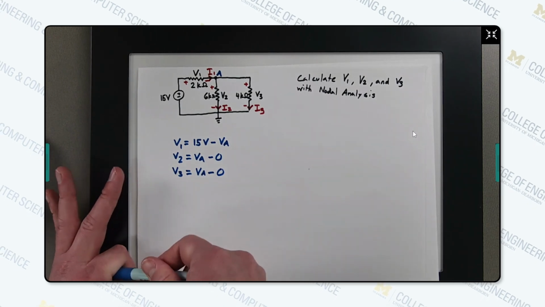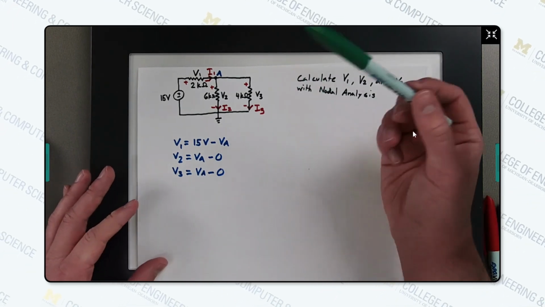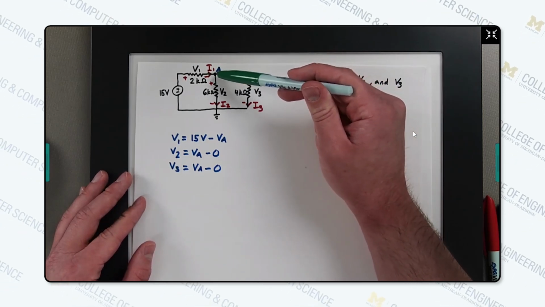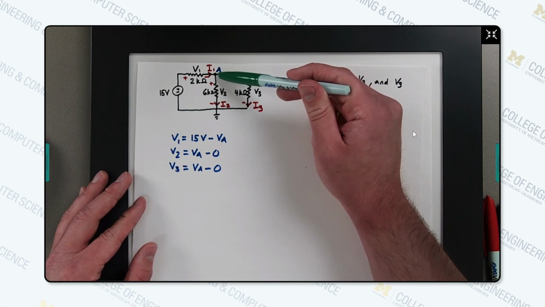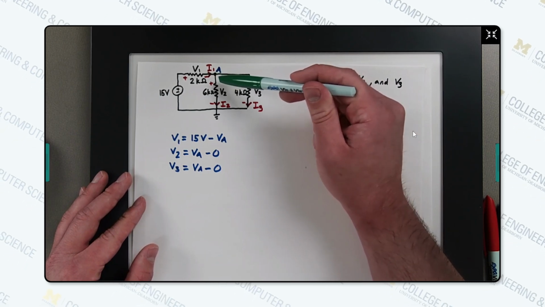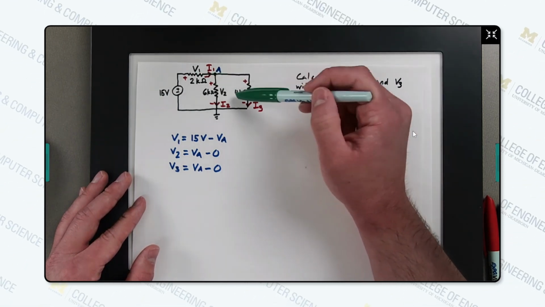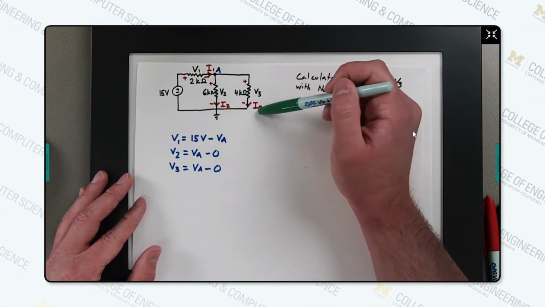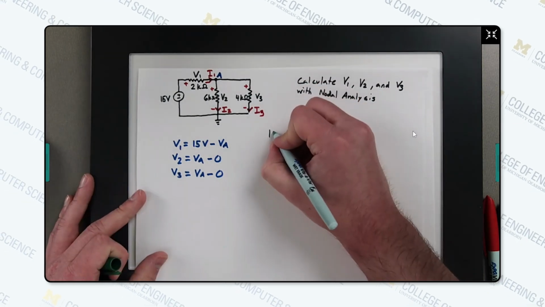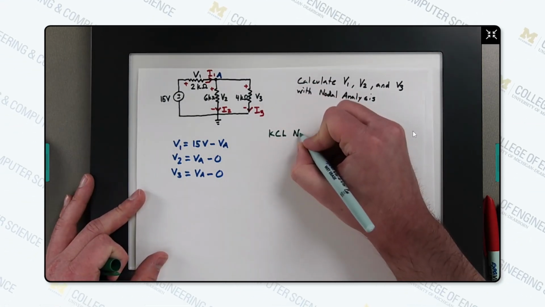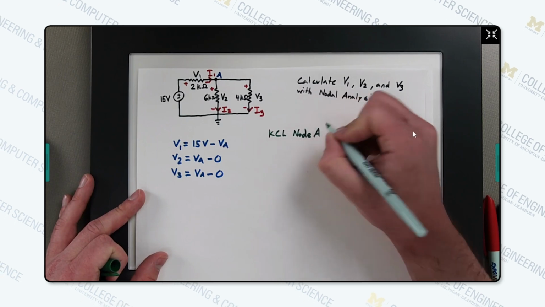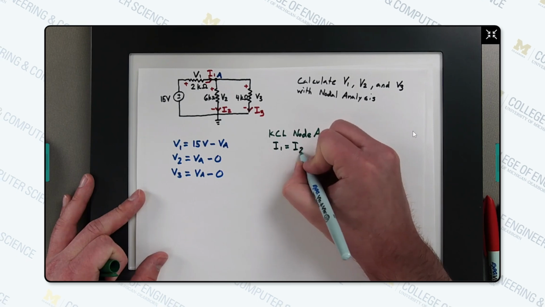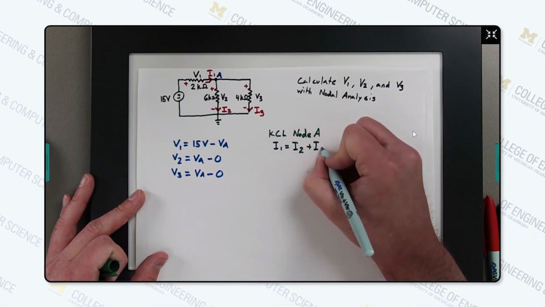The next step is to take a look at each labeled essential node. In this case, it's only VA. So we want to do KCL at each labeled node. In this case, A, so we want to look at the current flowing in versus the current flowing out. The current flowing in is I1, the current flowing out is I2 and I3. So if we perform KCL at node A, we get I1 equals I2 plus I3.